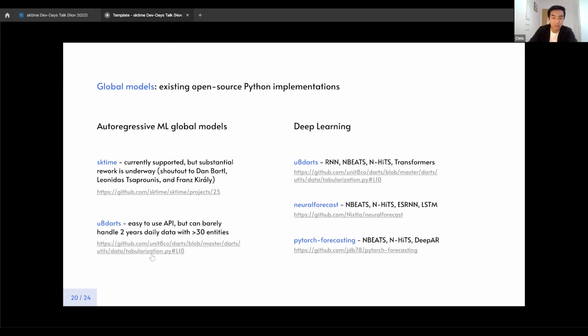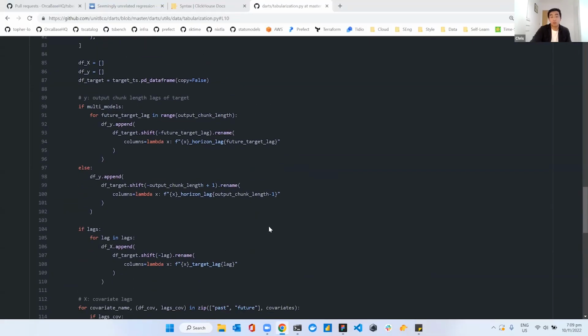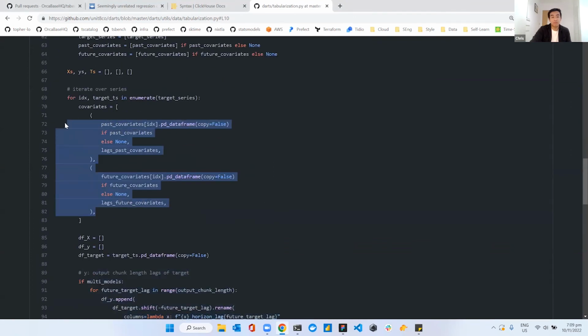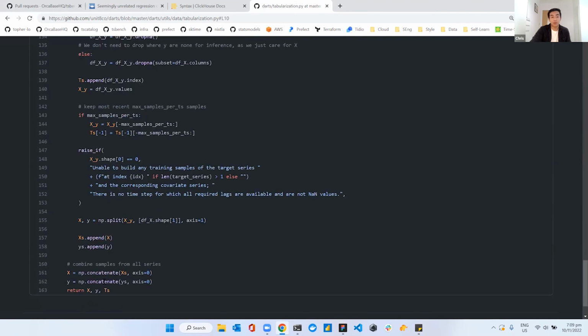Sorry, I'm not on the same screen. One second. Let me switch my screen so you can see it. Yeah, here. This is code from Unit 8 Darts, and you can see here that it's just using pandas under the hood. This is their time series container, and they just convert it back to a pandas data frame to compute the lags, and then they put it back into their time series container for follow-on operations.